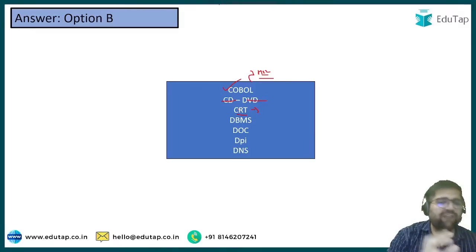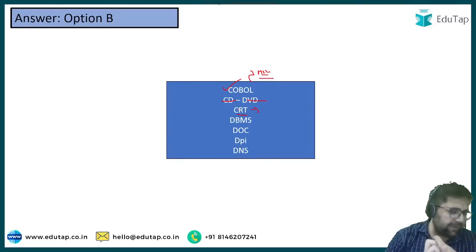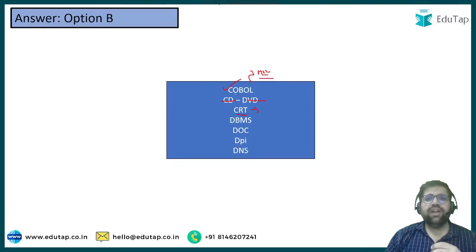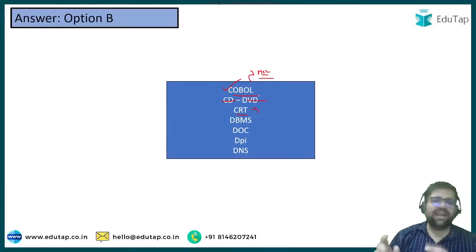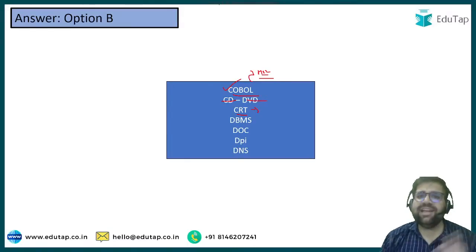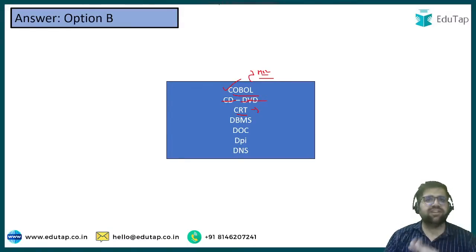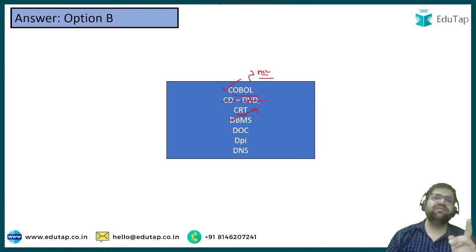Yes, that was vacuum tubes. It is a kind of tube only, but please let me know the full form of COBOL and CRT. COBOL is Common Business Oriented Language. Again, I'm repeating, Common Business Oriented Language. Okay, yes, cathode ray tube. I was correct. Good. Okay, CD is compact disc, DVD is digital versatile disc, digital video disc, whatever you want to call it. DBMS is what?